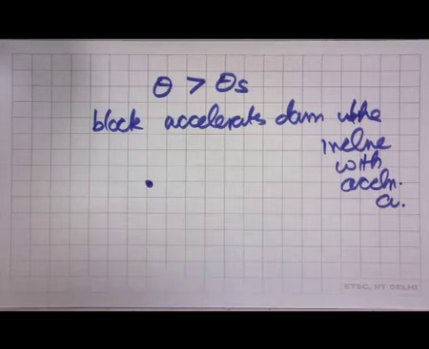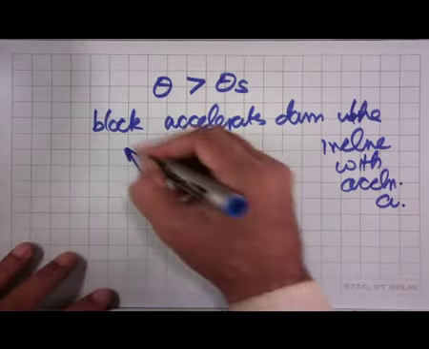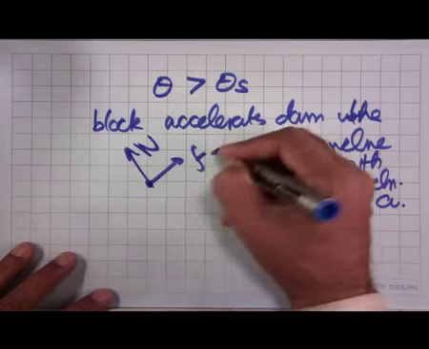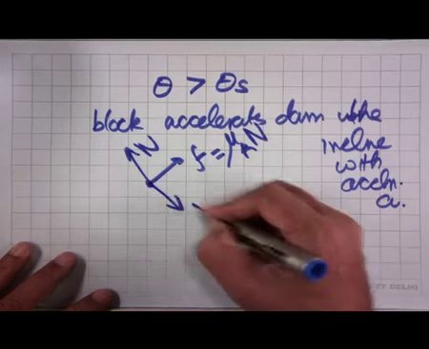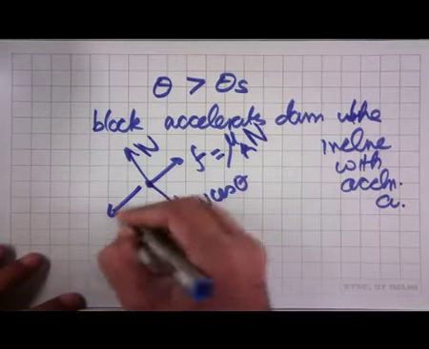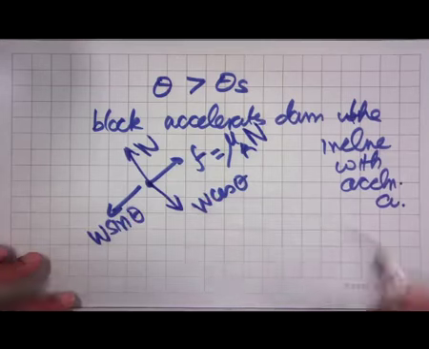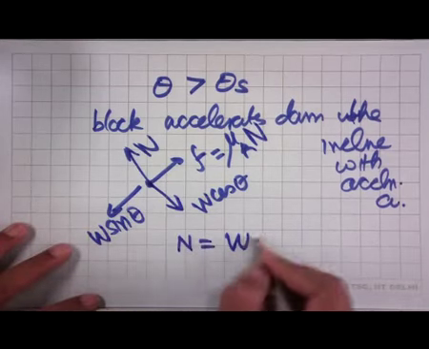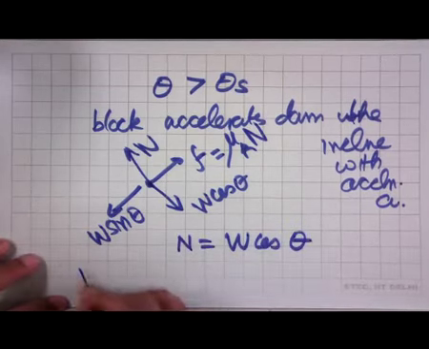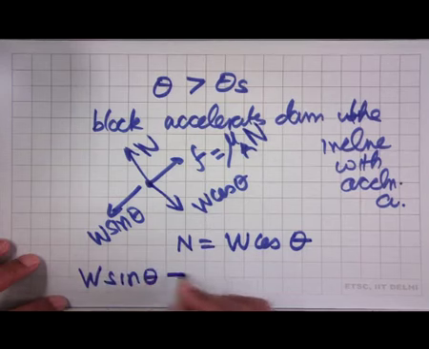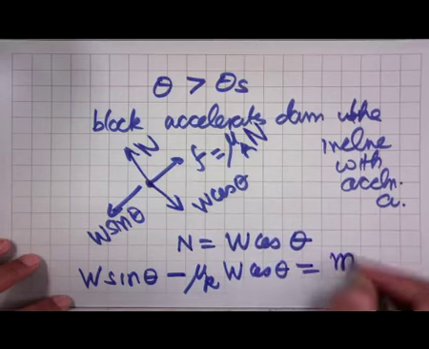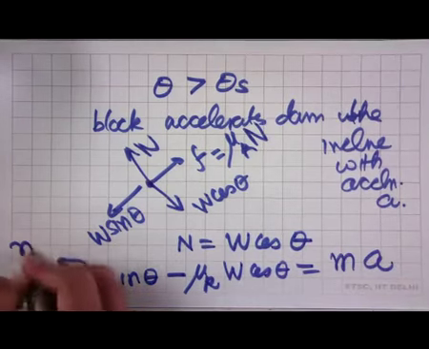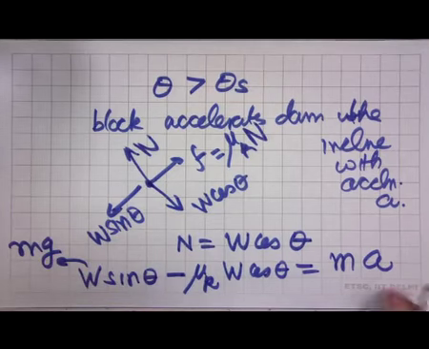The free body diagram stays the same, with N and F, but now F becomes equal to mu k times N, where N is W cos theta. Along the incline, we get W sin theta minus mu k times W cos theta is equal to m times a, and this W is nothing but m times g. You can use this to find the acceleration of the block.